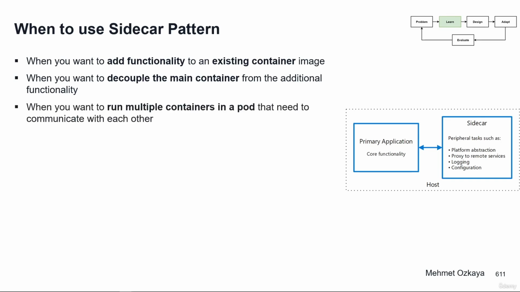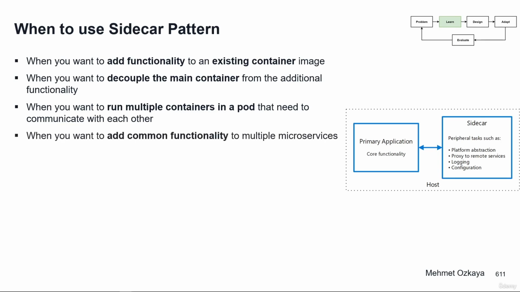Another reason is when you want to run multiple containers in a pod that need to communicate with each other. The Sidecar pattern allows you to run multiple containers in a pod that share the same network namespace, making it easier for the containers to communicate with each other.